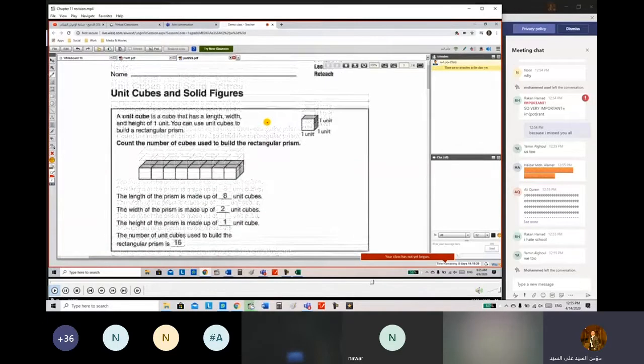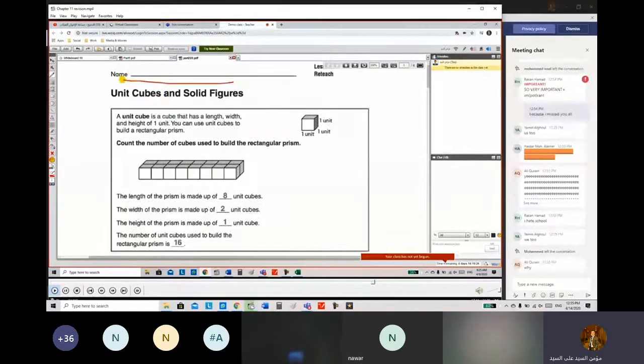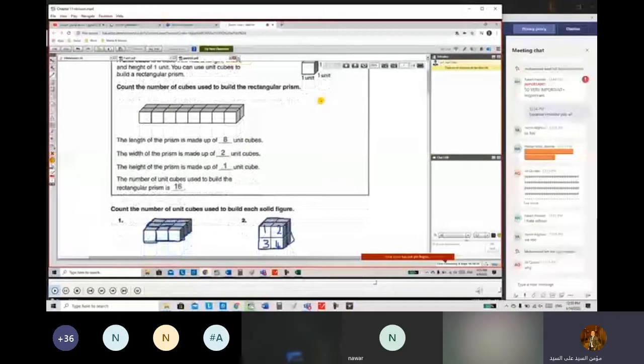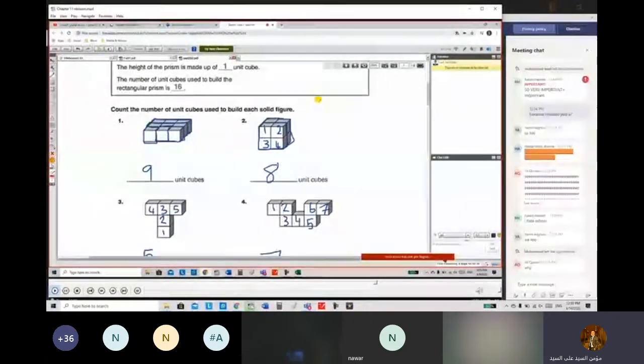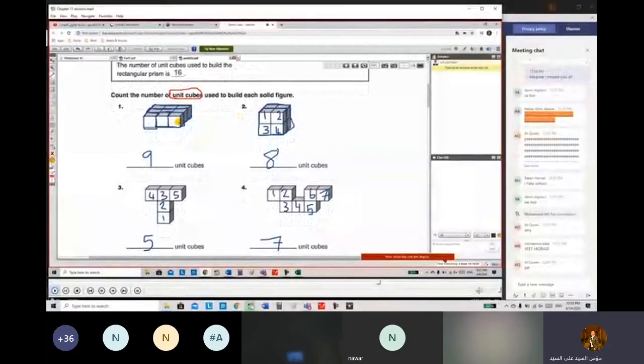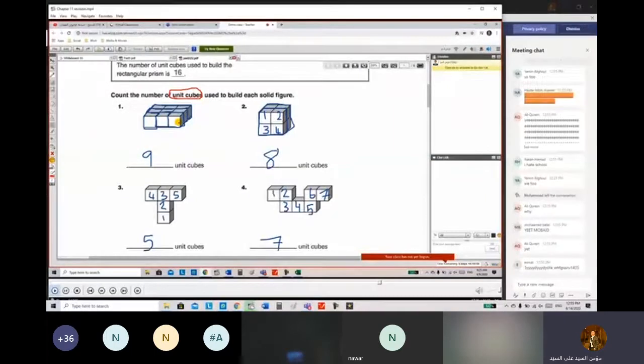We have unit cubes and solid figures here, which is lesson 11.5. If you want to count the number of unit cubes used to build each solid figure, you have to use your imagination to count it. We have here how many unit cubes in this figure.